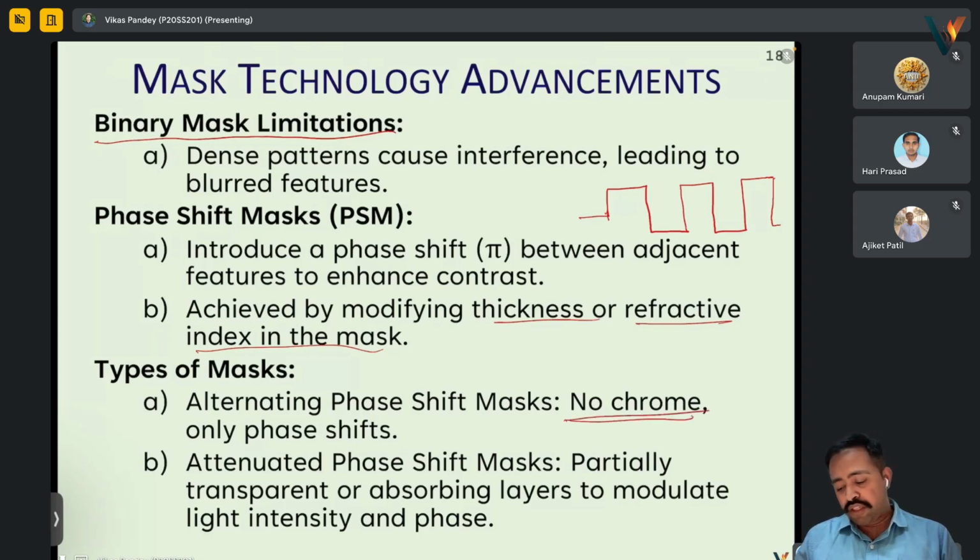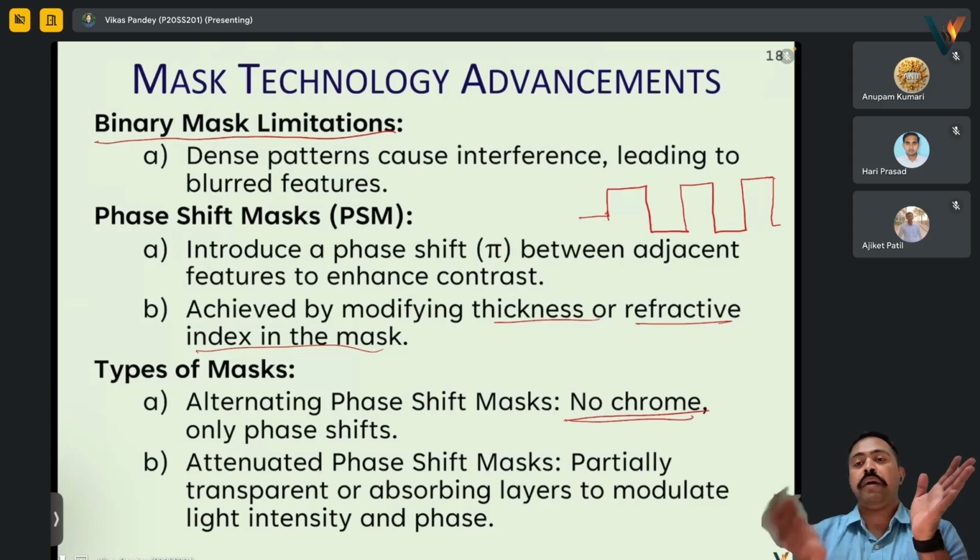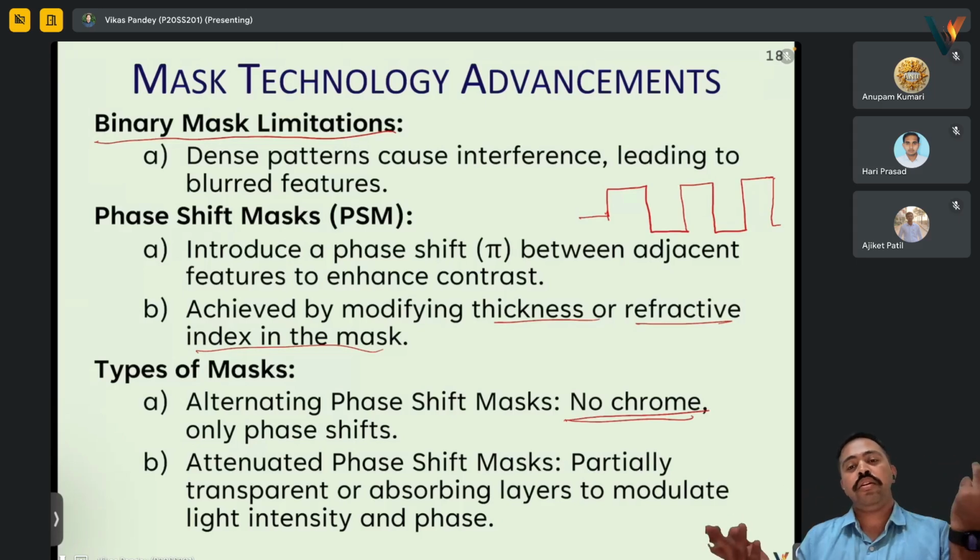One is where we have no chrome. It is only based on the phase shifts. These patterns are made. The contrast is due to phase shifts only. Then is attenuated phase shift mask, that is partially transparent or absorbing layer. Okay, so instead of using opaque chrome areas, there will be some areas which will absorb light.